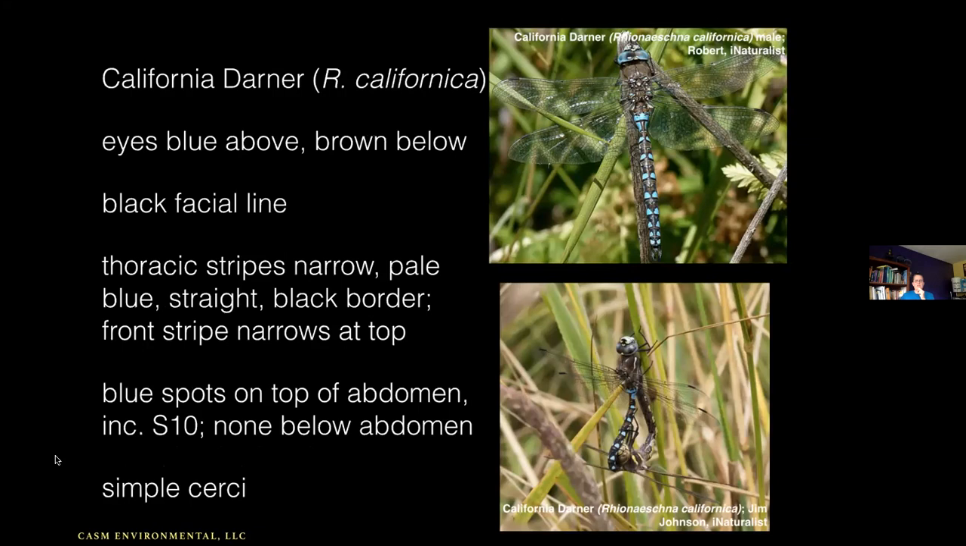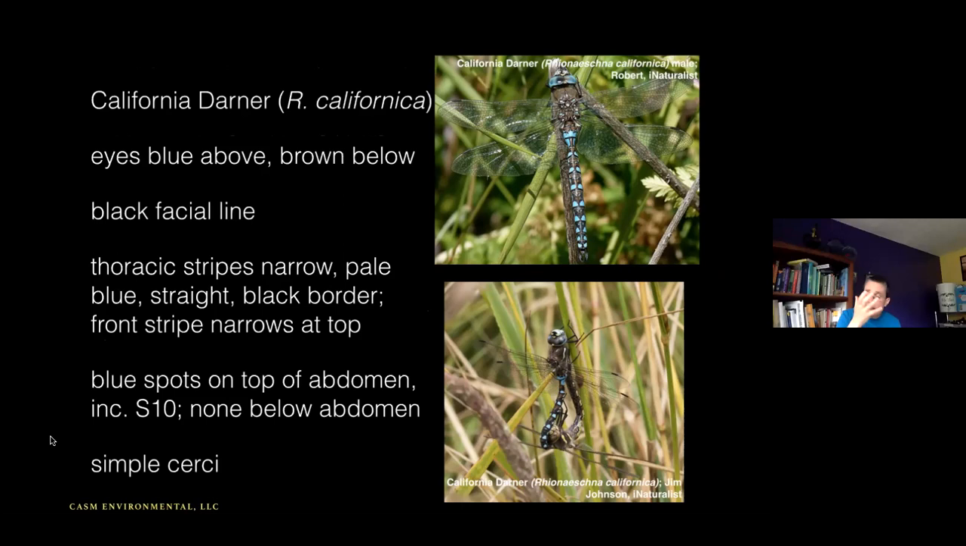It also does have blue eyes, but they are only blue in the upper portion. The lower half of them is just a kind of dark brown. The face is also darker. It does not have that sky blue face that the blue-eyed darner has. It does have a black line on the face. Blue-eyed darner does not. And the thoracic stripes are also pale blue, but they're narrower than the blue-eyed darner, and they have kind of a black edging on the front stripe. It gets a little narrower at the top. Again, blue spots on top of the abdomen, including S10, not on the underside of the abdomen. And the males don't have those cool wrench-shaped or forked cerci that the blue-eyed does.